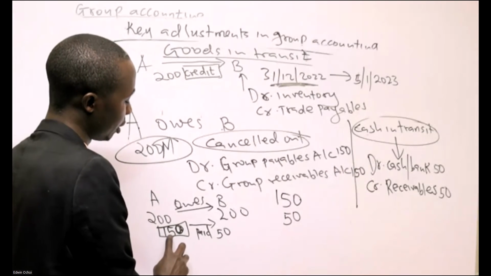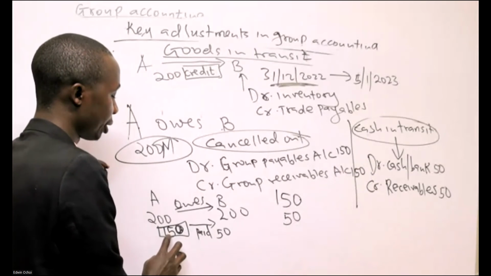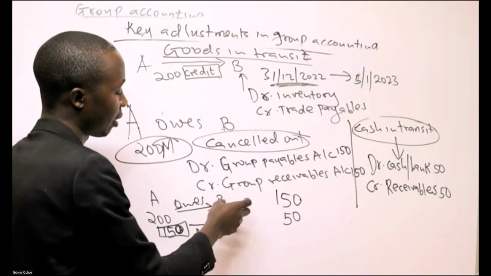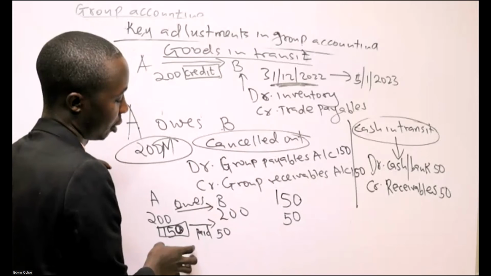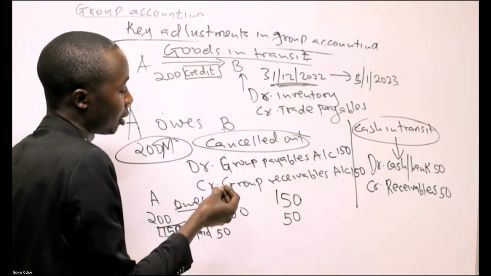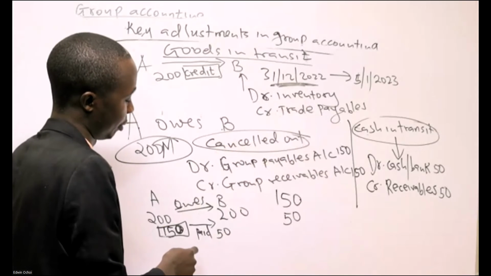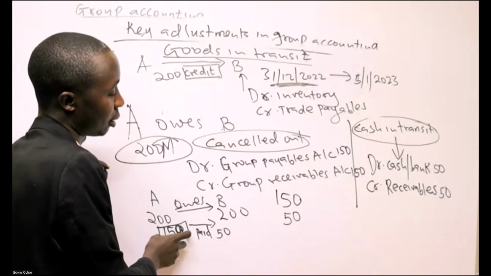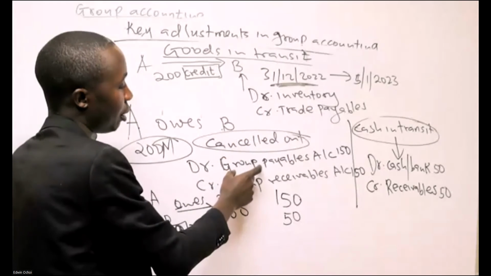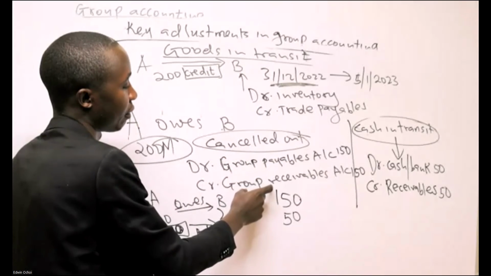Then this 150, remember that it's still outstanding. It's only 50 which has been paid. So we said any outstanding balances which have not been settled by the end of the year are not supposed to be carried forward to the next financial year, because obviously the parent will consolidate the subsidiary fully and share some percentage to the minority shareholders. So these outstanding balances will have to be cancelled out by debiting payables account, crediting receivables account.